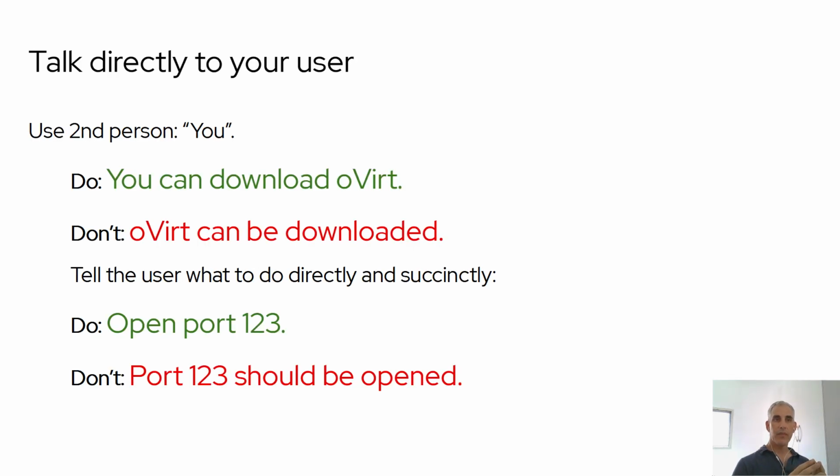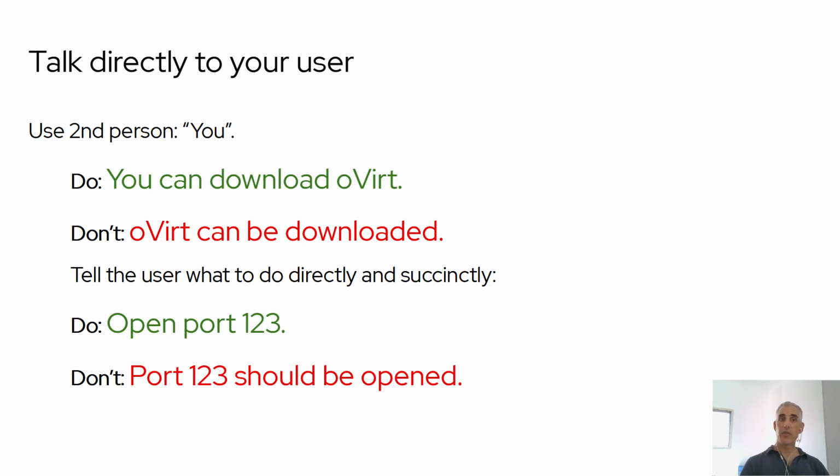And so let's take it away. First of all, talk directly to your user. Use the second person, which means you. So, do say you can download oVirt. Don't say oVirt can be downloaded. Don't say the user can download oVirt. Say you can download oVirt.